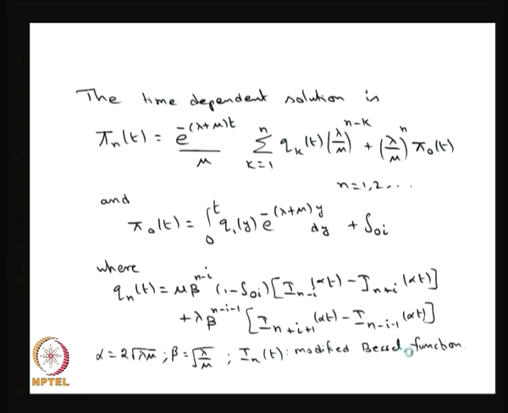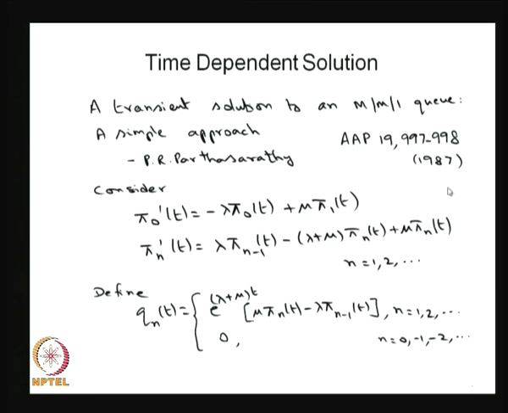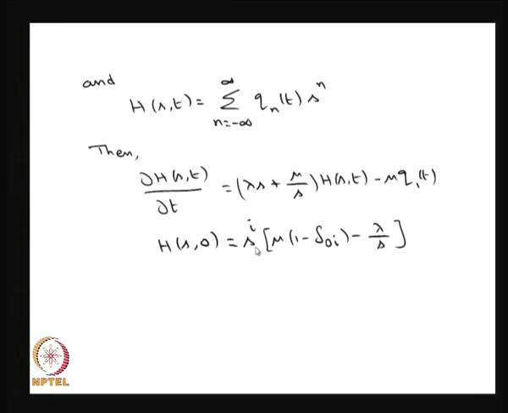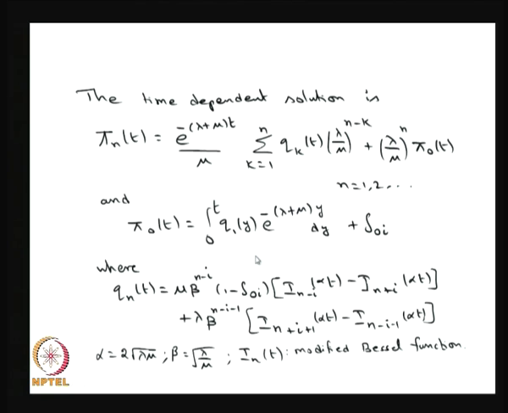So, one can see the complete solution in this paper, but here I am giving a very simple approach for getting the time dependent solution for the MM1Q by changing this system of differential equations into one PDE with the initial condition, solving that PDE, and obtaining the pi n's and pi naught in terms of a modified Bessel function.